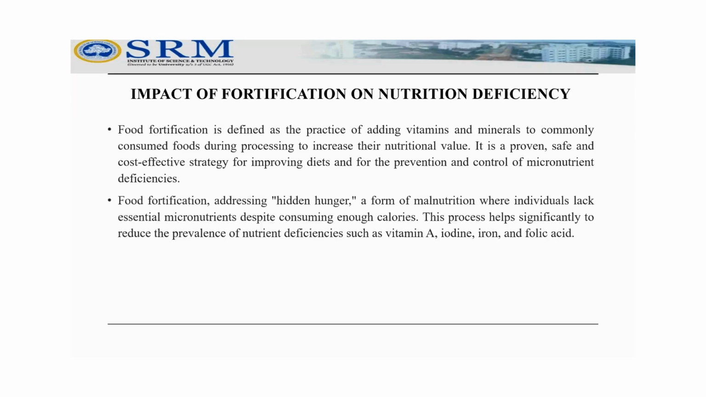Food fortification addresses hidden hunger. Just now we have discussed a form of malnutrition where individuals lack essential micronutrients despite consuming enough calories. Previously, as you all know, the second goal, SDG 2, is zero hunger. Zero hunger is like everybody should get food, okay? But in SDG 2, now they have incorporated hidden hunger. Hidden hunger is mainly focusing on nutrient deficiency. People may get enough food. Say, for example, affordability of different categories of food is one of the important factors with respect to hidden hunger.